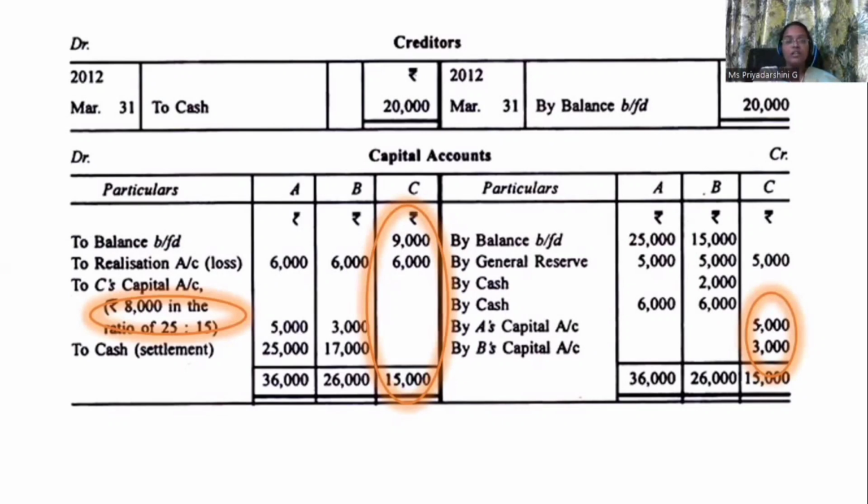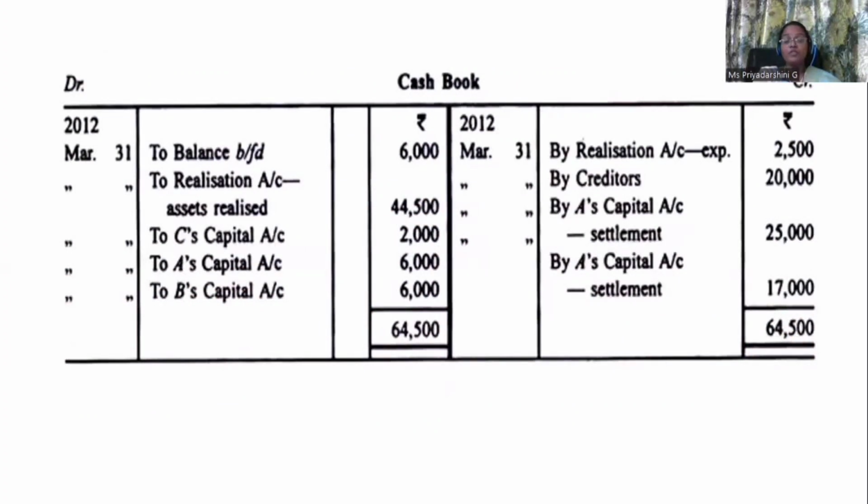So A and B have a cash settlement of 25,000 and 17,000 at the end of this ledger. They are supposed to get the final amounts of 25,000 and 17,000 from the company. When it comes to the cash book, we already have an opening balance of 6,000 in this balance sheet. So we are starting this ledger based on that, and we are proceeding further with accounting it.